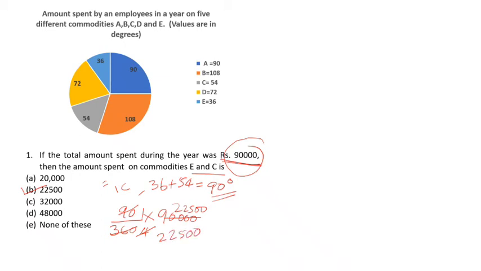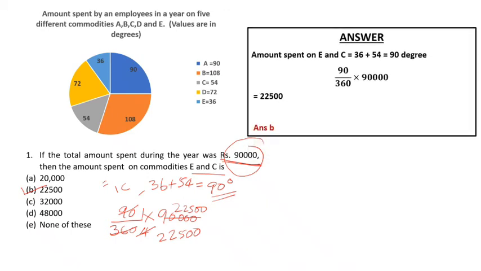That's the correct option. So let us see what's the answer. Yeah, amount spent on E and C is 36 plus 54, which is equal to 90. So 90 can be converted into amount 22,500. So accordingly we got the correct option B. B equal to 22,500. Kindly note it, and then we will go to the next question.